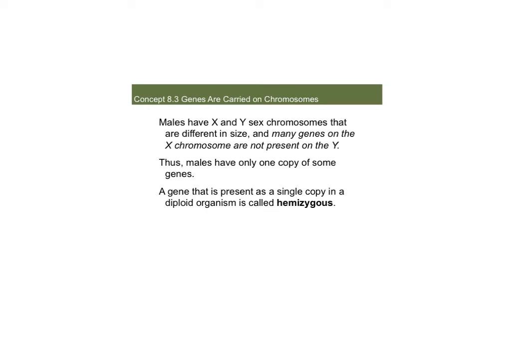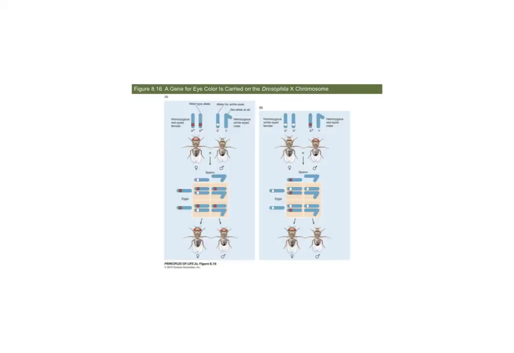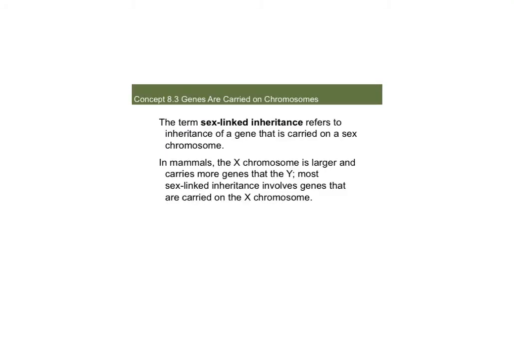Another important discovery made by Morgan's experiments is that it showed that the gene for eye color was carried on the X chromosome. The wild type, or the most often seen type, is red, and the mutant allele is white, which is recessive. When he crossed these organisms, he noticed that the inheritance patterns didn't follow regular Mendelian genetics like he would have expected. When this happens, we refer to these as sex-linked inheritance patterns. This is when the inheritance of a gene is carried on a sex chromosome.